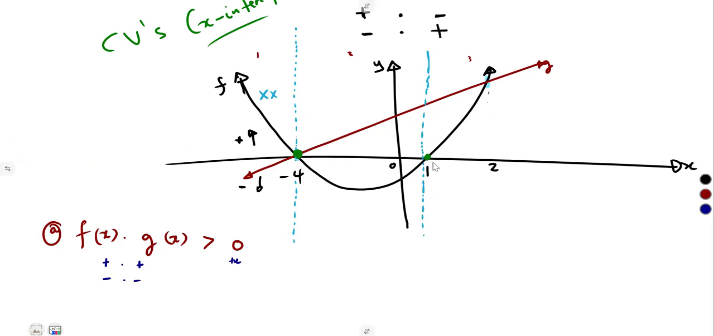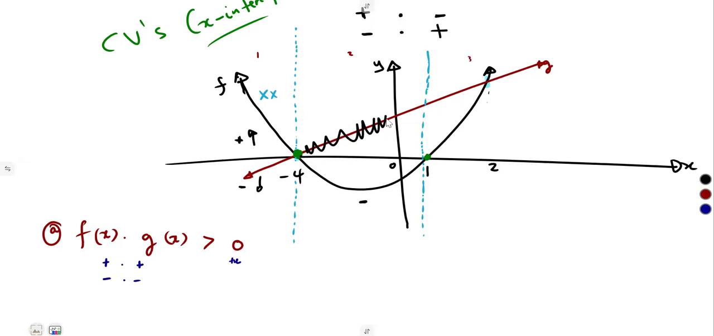From -4 up to 1, remember the point of intersection, I mean, the x-intercept. Sorry for that, guys, I'm confusing you. The x-intercept is 1, and here it is -4. So in between, let's check what is happening. F is below the x-axis. Remember, this is your x-axis, and in this region, from -4 up to 1, our F is below. It is in the negative region.